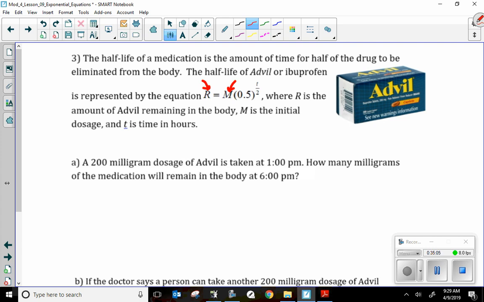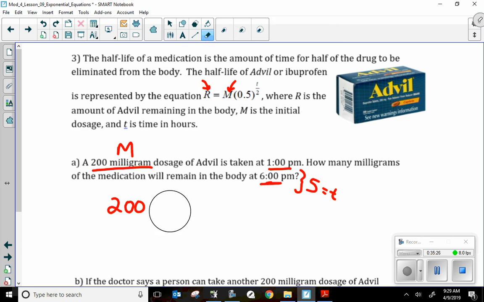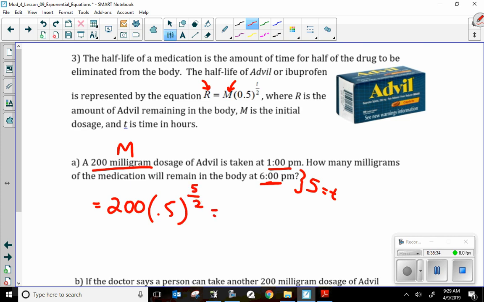A 200 milligram dosage of Advil is taken at 1 p.m. 200 milligrams, that's our initial. How many milligrams of the medication will remain at 6? 1 to 6 is 5 hours. So I'm going to take 200, set it equal to, they want to know how much is remaining. I'm going to take 200 times 0.5, so my time over 2, my time is 5.